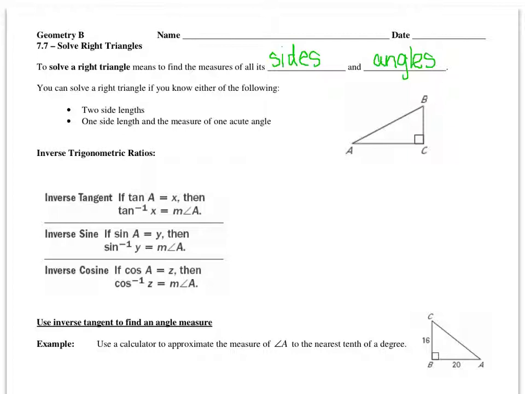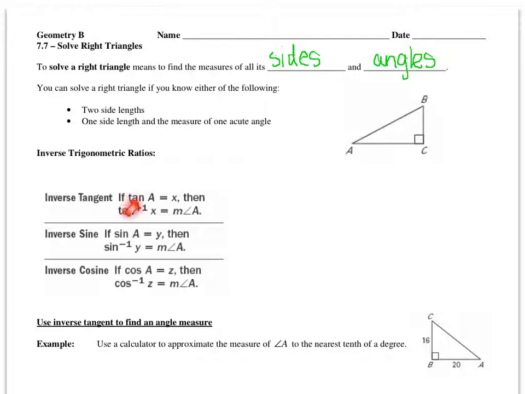You can solve a right triangle if you know either of the following: either two side lengths, or one side length and the measure of one acute angle. So if you know one of those two things, you can figure out all of the other angles and sides. What we're going to introduce you to in this lesson is also called inverse trigonometric ratios. So we have inverse tangent, inverse sine, inverse cosine. And what these do is they all undo sine, cosine, and tangent.